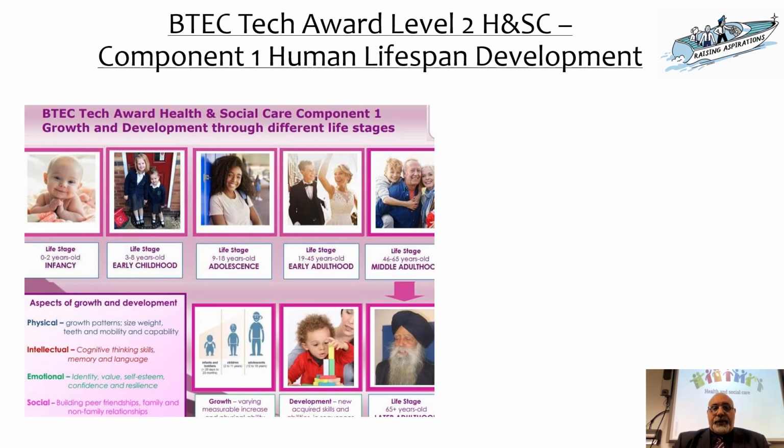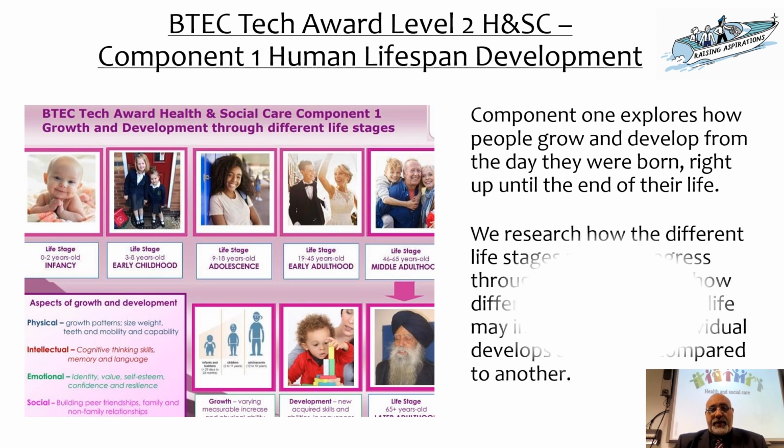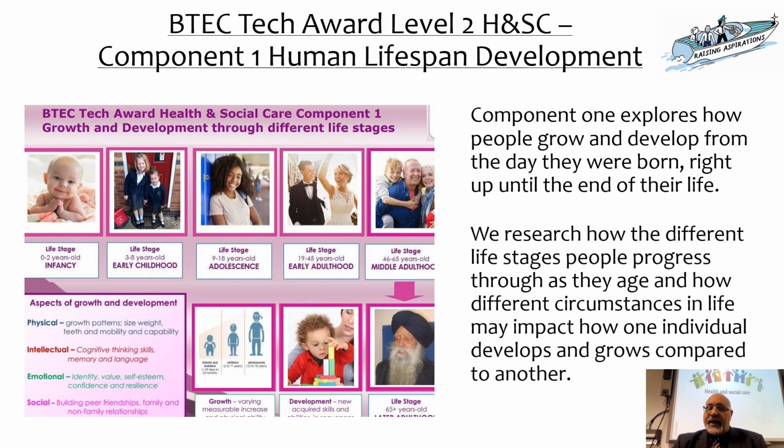The first component looks at human development throughout the different life stages. We go from the beginning of infancy right through to the elderly. What we look at are the PIES of each stage and why someone may develop differently than someone else. The PIES being physical, intellectual, emotional and social development throughout your different life stages.